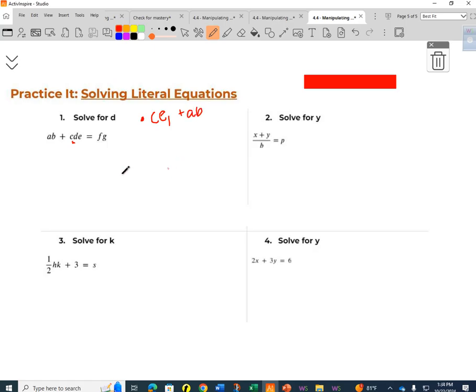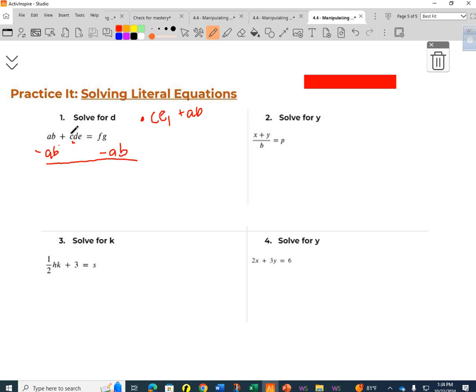So I need to undo what's being added, and I need to undo what's being multiplied. In most cases, especially in these literal equation problems, if we're multiplying by 2 variables, we can divide by those 2 variables at the same time. So this is a little bit confusing now. I'm definitely going to undo the adding by subtracting, because I need to move the entire term, right? If I subtract AB from both sides, now I've moved that entire term away from my D.